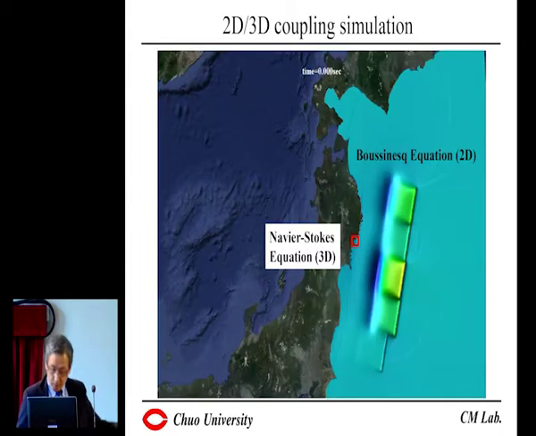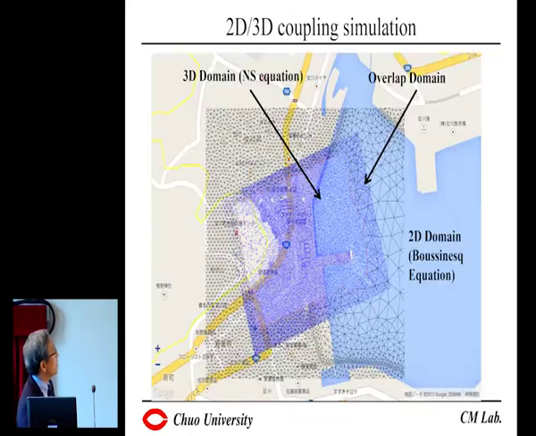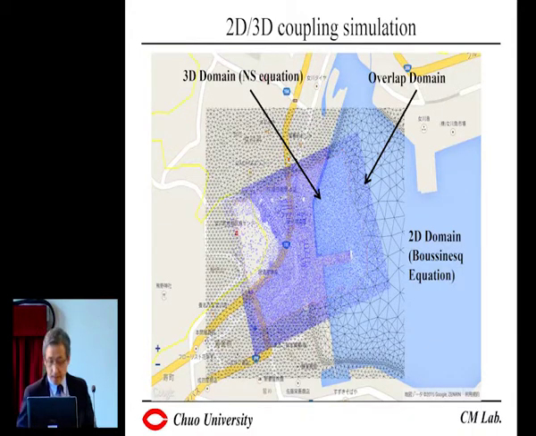The present method is applied to real tsunami simulations. This is the mesh for 2D. We picked up only this region for the 2D mesh, and this is the 3D mesh. Here you can see the overlap domain. This is the computed result at Onagawa Bay. This is the 2D region, and this is the 3D region. At every time step, we solve the equation system simultaneously.